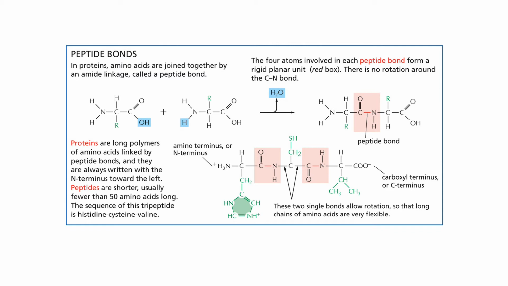Now, there's a couple things I want to point out about this. First of all, there is a specific orientation that we pay attention to, kind of a directionality to the way this thing works. So on the left-hand side, you have the NH3. That's classically how they're drawn, with the NH3, which is the amino portion, on the left-hand side, and the carboxylic acid portion on the right-hand side.